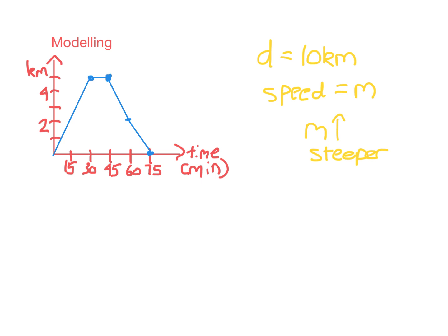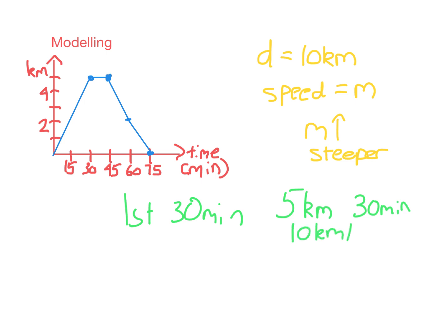If I look at the first 30 minutes, in that time I traveled from 0 to 5 kilometers. I traveled 5 kilometers. So lucky we did all this work on ratios and rates. 5 kilometers in 30 minutes is the same as 10 kilometers per hour. That was my speed for the first 30 minutes. Now, obviously, my speed is 0 when I'm resting because I'm not traveling.